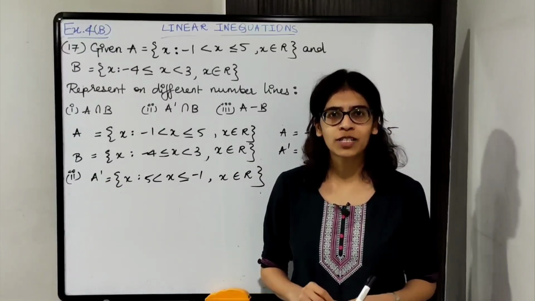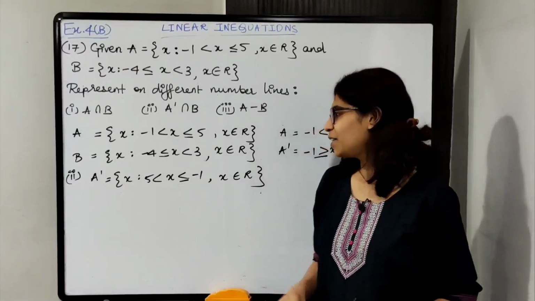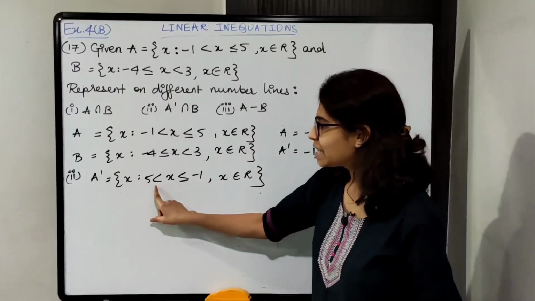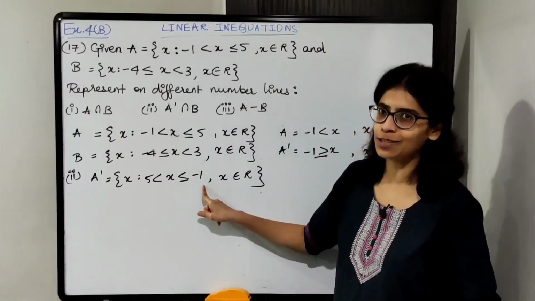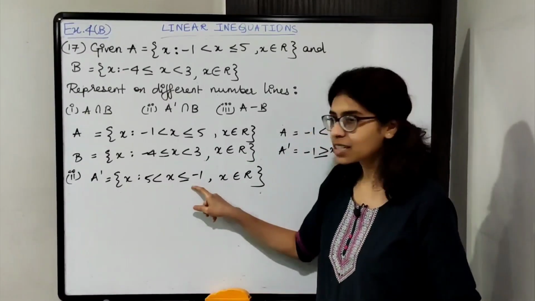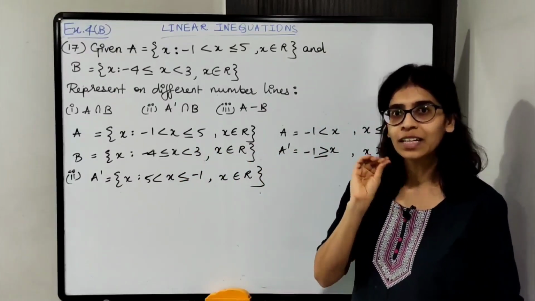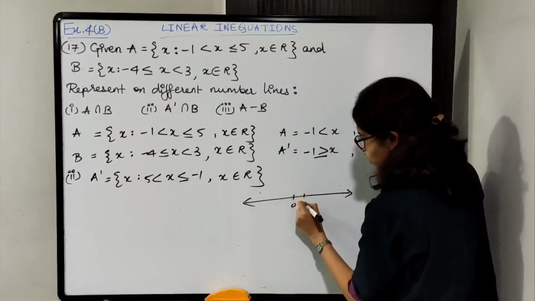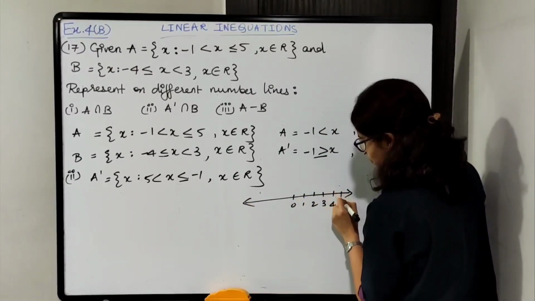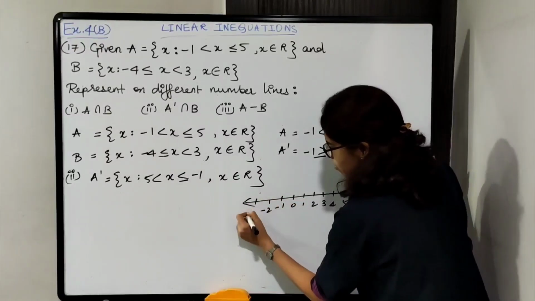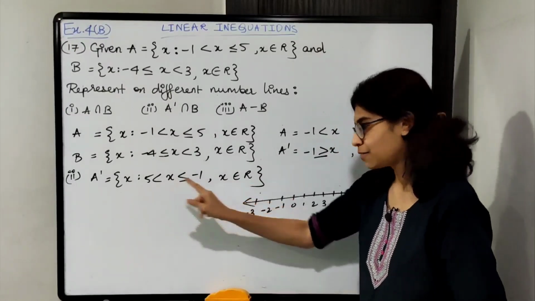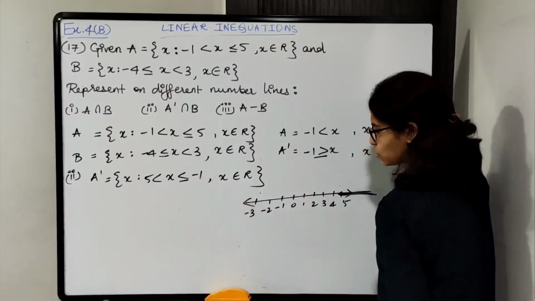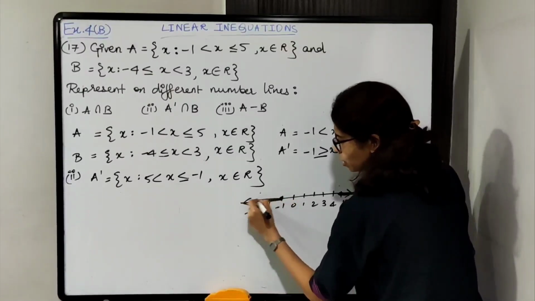Now we'll find a dash intersection b, but before that a dash का range एक बार check करते हैं. We got x is greater than 5 and less than or equal to -1. So is this a continuous set? Continuous है क्या? Let us see. A dash में is 0 1 2 3 4 5 -1 -2 -3. x is greater than 5, so 5 से greater value हो सकता है, and less than or equal to -1, so -1 से less than or equal to.